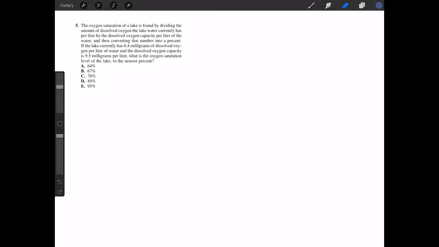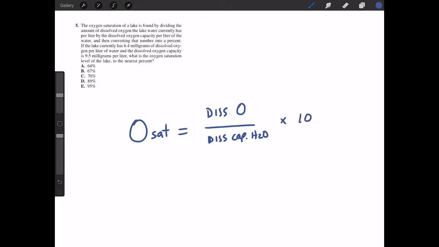For problem 5, it reads, the oxygen saturation of a lake is found, so we write the oxygen saturation is found by dividing the amount of dissolved oxygen the lake water currently has per liter by the dissolved oxygen capacity of the water, H2O, and then converting that number into a percent. So remember, to convert into a percentage, we simply multiply times 100.